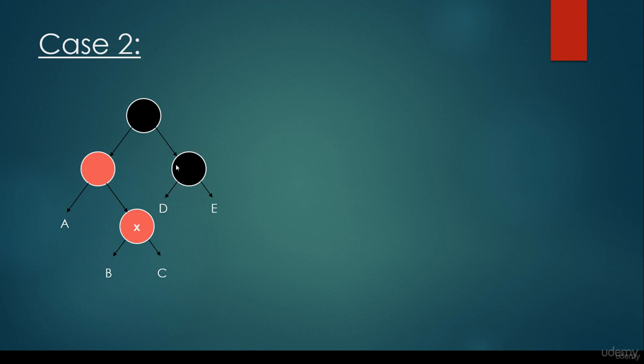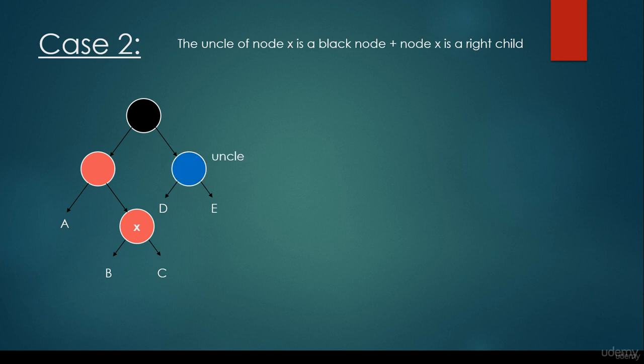And in the case 1 situation, we just had to do a simple recoloring. In this case, it's not going to be fine. We have to make some rotations. So the uncle of node X is a black node, plus the node X is a right child. So this is the uncle. As you can see, it has the color black.